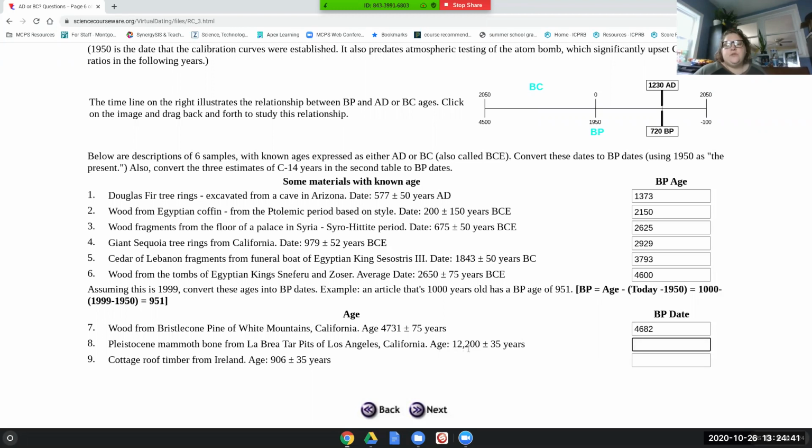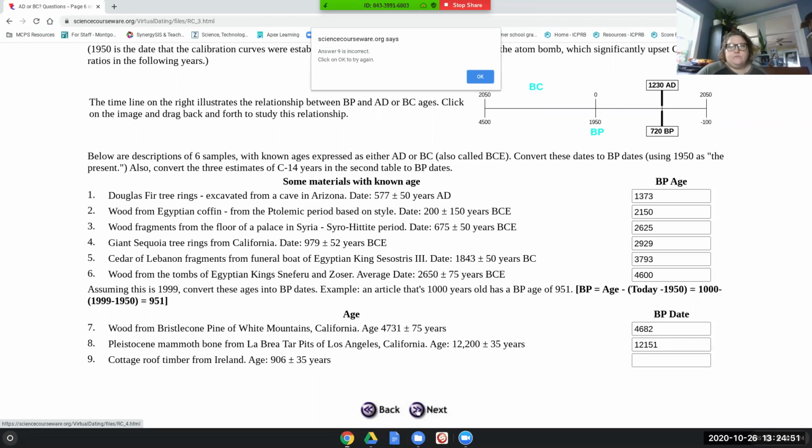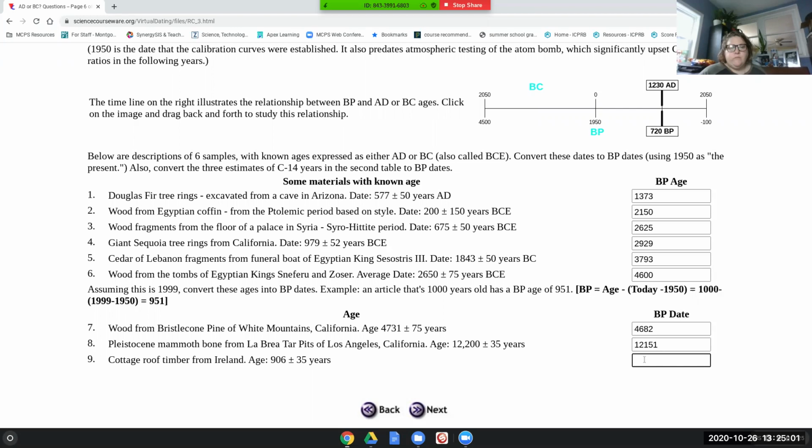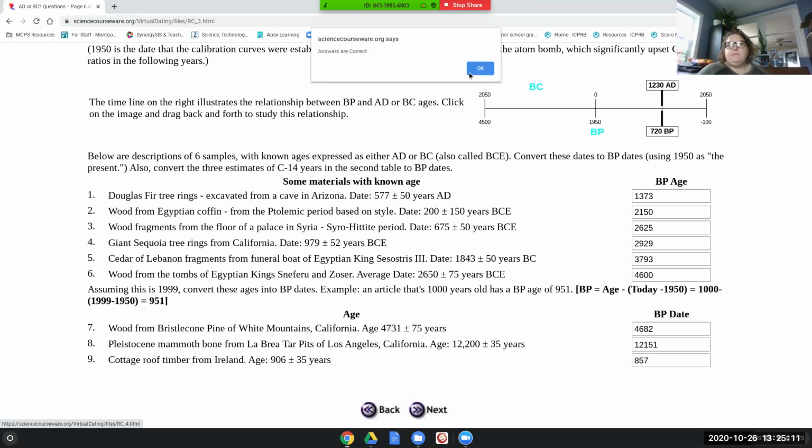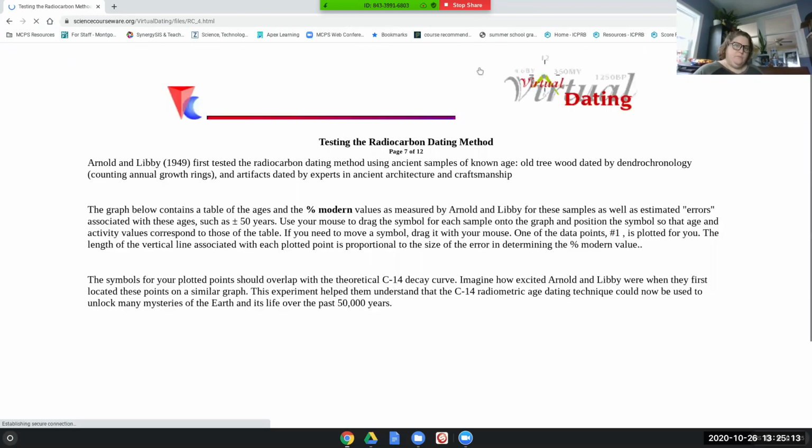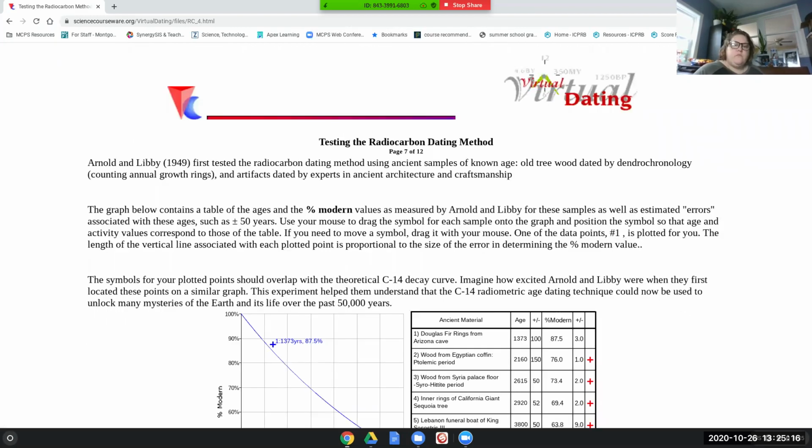So 12,200 minus 49, or 200 minus 49, is 12,151. And it likes it. Okay. And then 906 minus 49. Instead of 851, it should be 857. Yay.